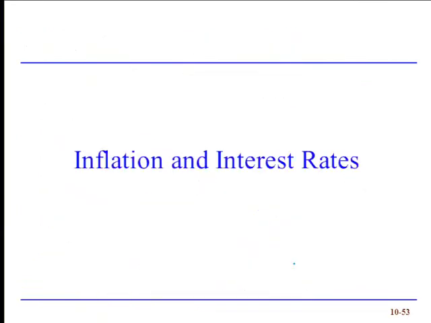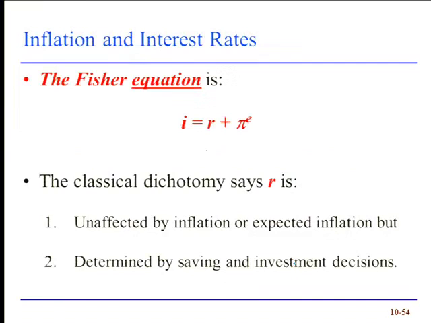Okay, so we know what causes inflation, at least in the long run. The money supply growing faster than the economy adjusted for changes in velocity. But we also want to think about what inflation means for interest rates. Here, we go back to our good buddy Irving Fisher and bring back the Fisher equation. So remember, the Fisher equation told us the relationship between nominal interest rates, real interest rates, and the expected inflation rate.